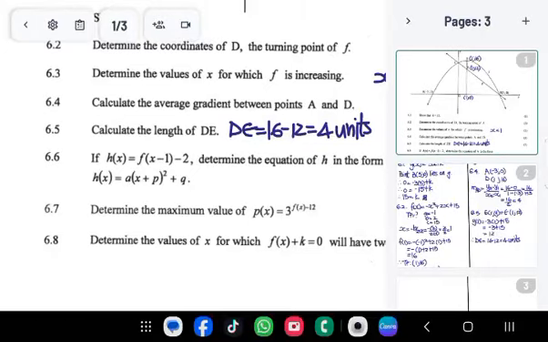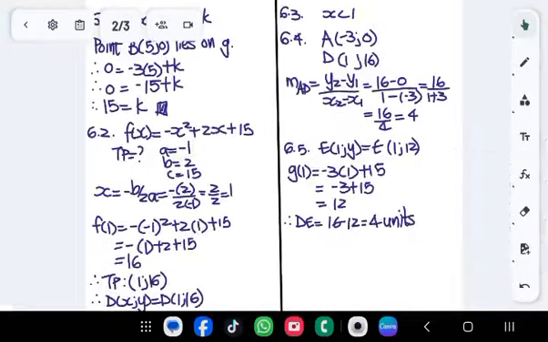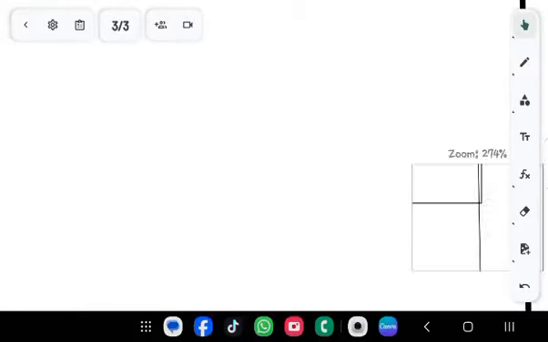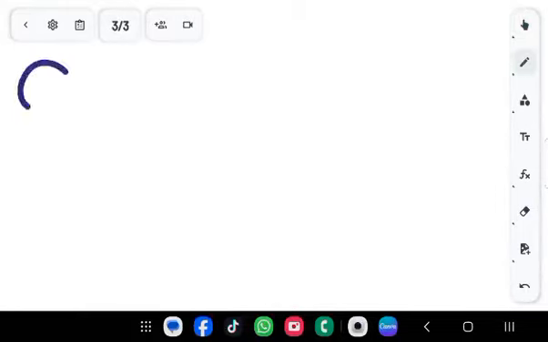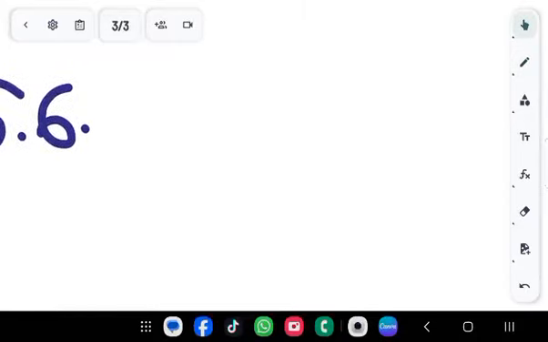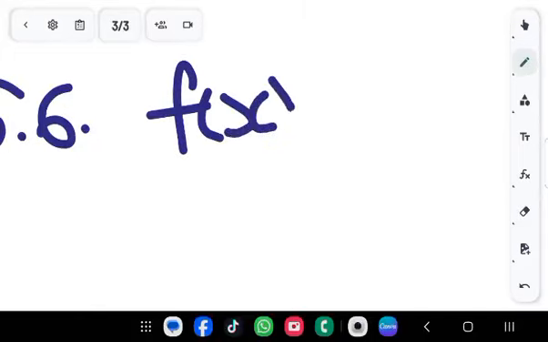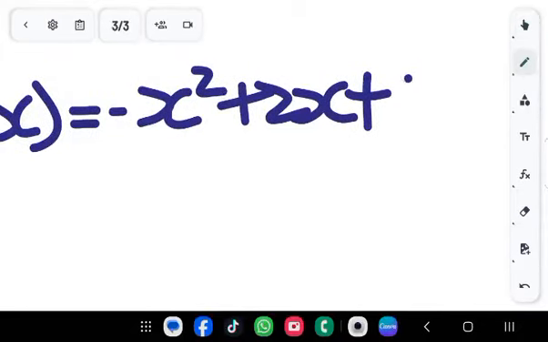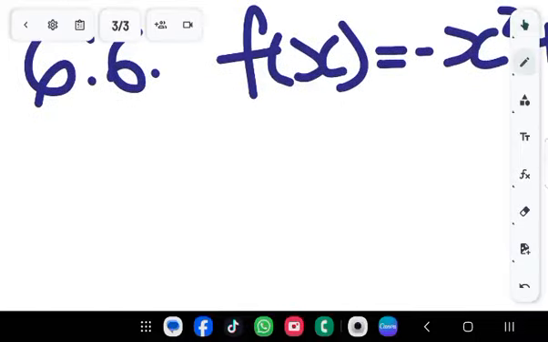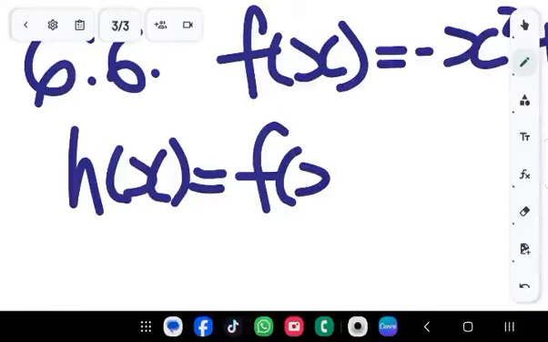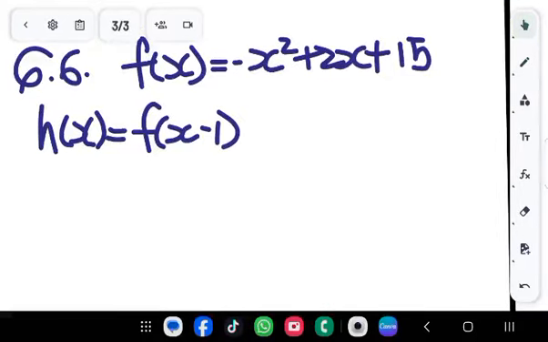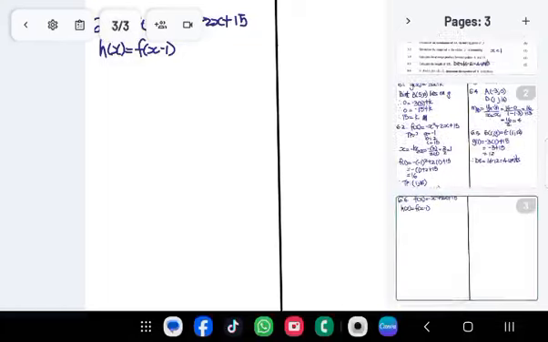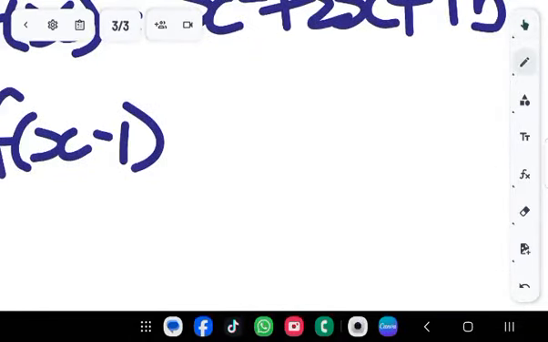First of all, here is what we are told. Let's go to the next page, 6.6. Remember, f of x equals minus x squared plus 2x plus 15. That's what it is. Now we are told that h of x is equal to f of x minus 1, and then the rest of the question goes minus 2. So how do we work this one out?